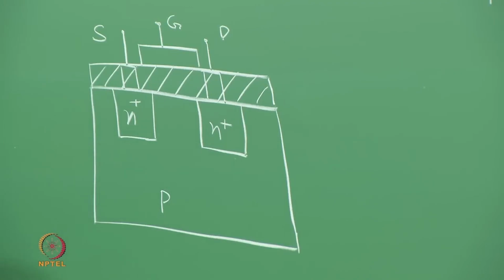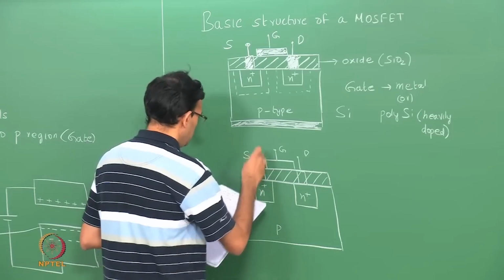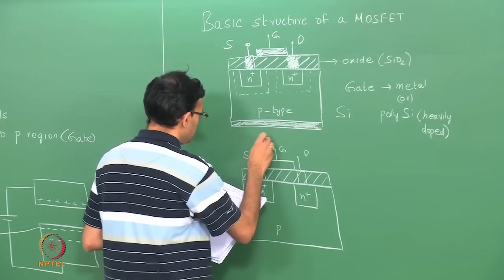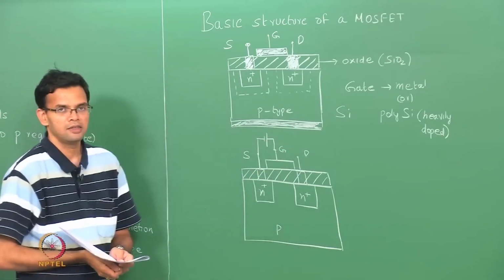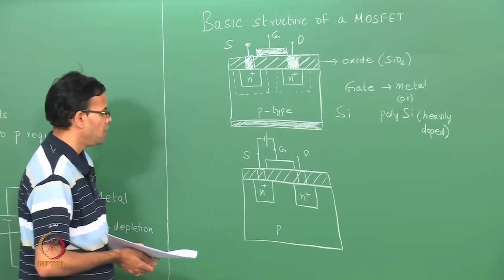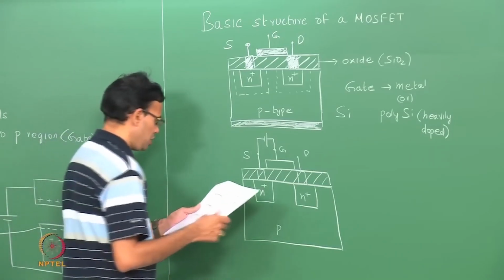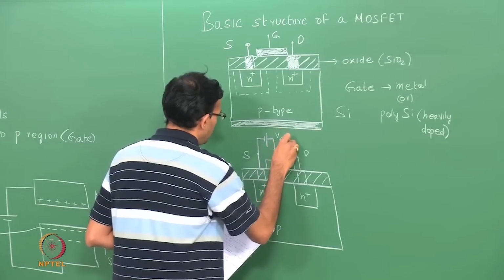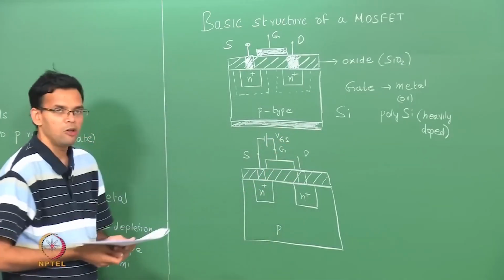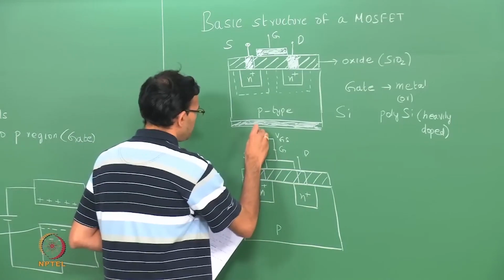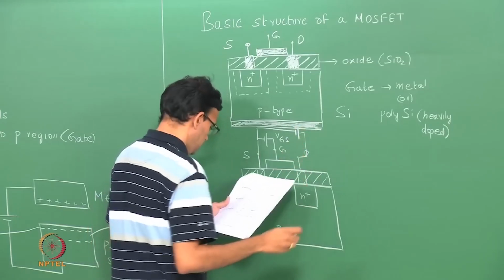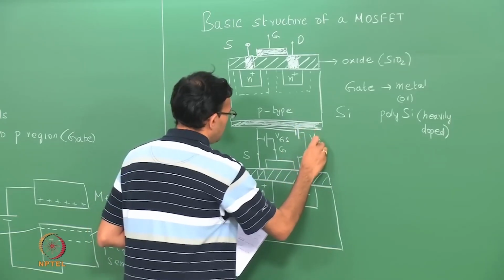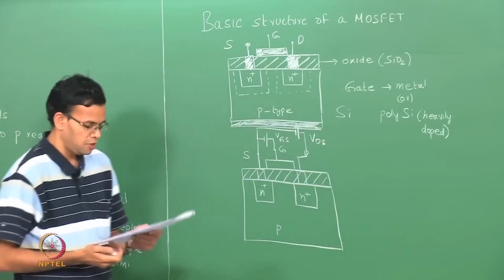So how do we bias this MOSFET? Let me first bias the source and the gate. In this particular case, the gate is connected to a positive potential and the source is connected to a negative potential. Let me call this VGS. Then I will also bias the source and the drain. The drain is connected to a positive potential with respect to the source.